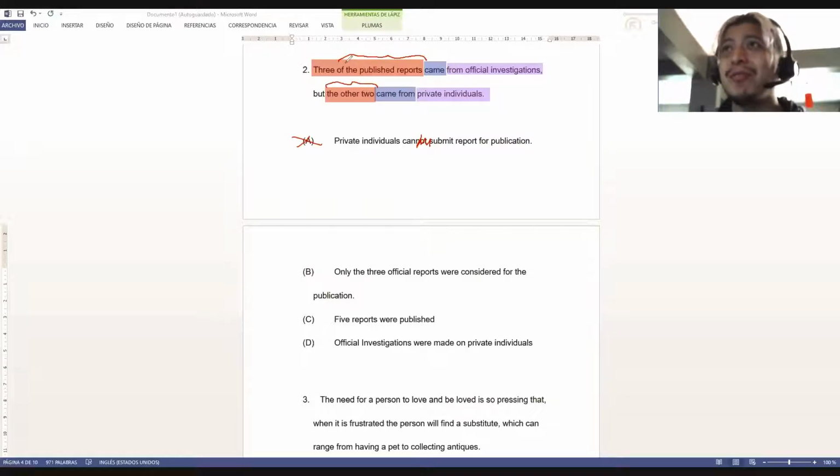It says that 3 of them came from official investigation and 2 from private individuals. But it doesn't say that, I mean, the 5 of them were published. 3 of them published and the other 2 published. So the 5 of them were published, so no. These private individuals, they were considered for publishing. So we cannot say this.